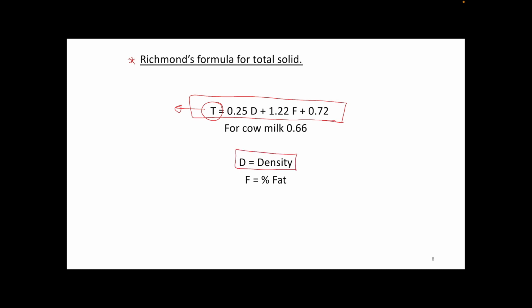0.25D, and D is the density, plus 1.22F, F is the percentage fat in the milk sample, plus 0.72. The regular cow milk has a total solid value of 0.66.